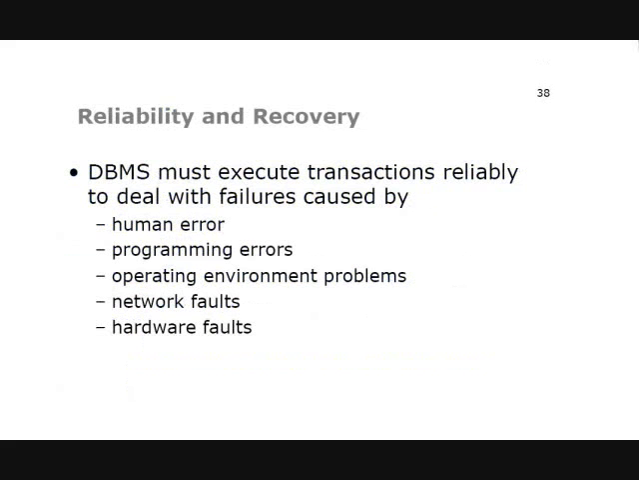Now, we've looked at concurrency, we've looked at the transaction mechanisms, we've looked at the problem with deadlock. So the next thing that we need to understand is this concept of the recovery mechanism. So how do we get this consistent database in the presence of failures, which could be system failures, network failures, fires, etc. The DBMS needs to execute transactions reliably to deal with failures, and the failures may be caused by human error, they might be caused by a programming error, they might be caused by a problem in the environment, fire, whatever, a network failure, a hardware failure. So there can be all sorts of failures that the DBMS has to cope with. But it always has to have a consistent database.